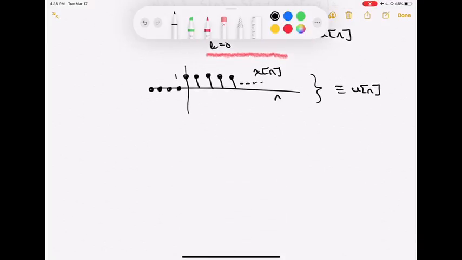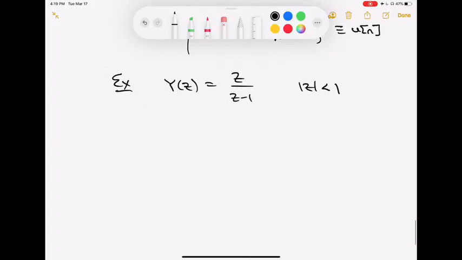So for the next example, I'm going to look at a second example, and I'm going to let it be the same rational function. I'm going to call this guy y, though, and it's still going to be z over z minus 1. The only thing I'm going to do different now is instead of having magnitude of z greater than 1, I'm going to have magnitude of z less than 1. Again, this is an example we've seen before. We had looked at this example in an earlier lecture.